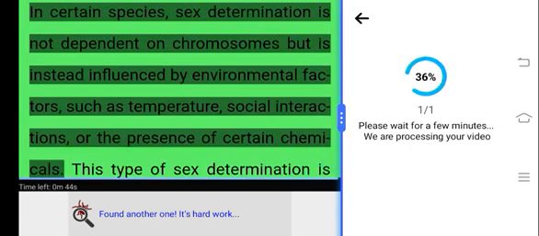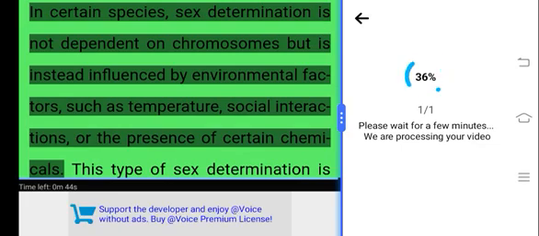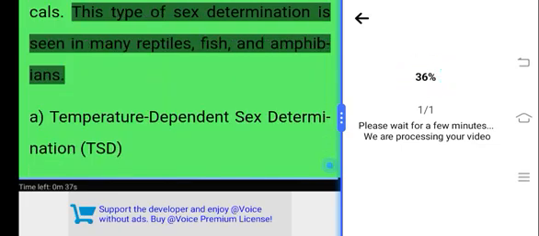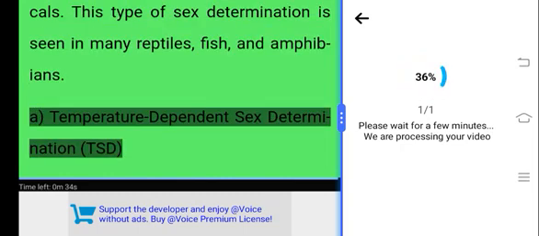In certain species, sex determination is not dependent on chromosomes but is instead influenced by environmental factors, such as temperature, social interactions, or the presence of certain chemicals. This type of sex determination is seen in many reptiles, fish, and amphibians. A. Temperature-dependent sex determination (TSD).